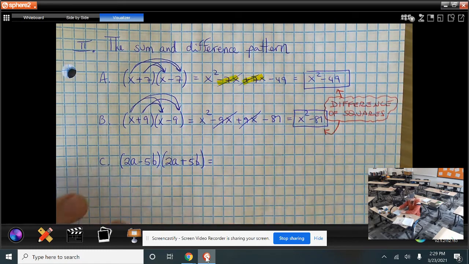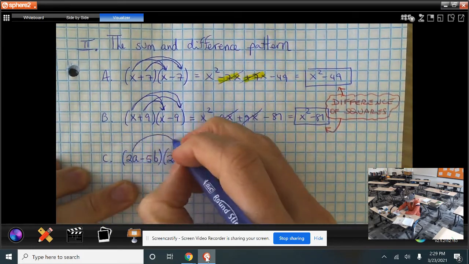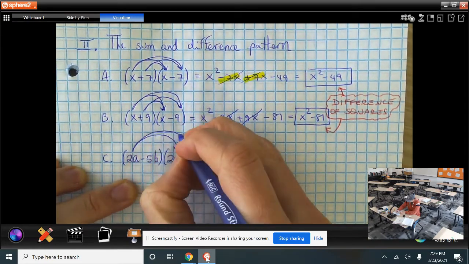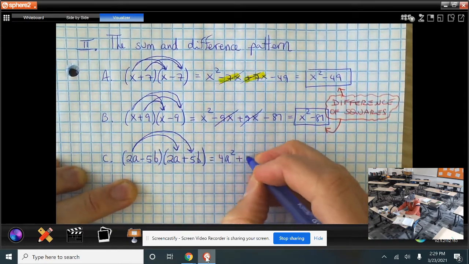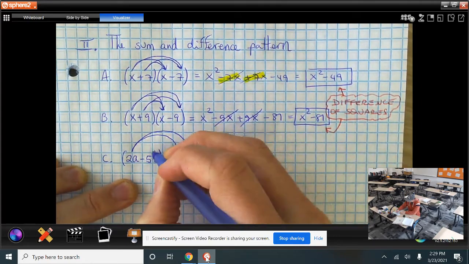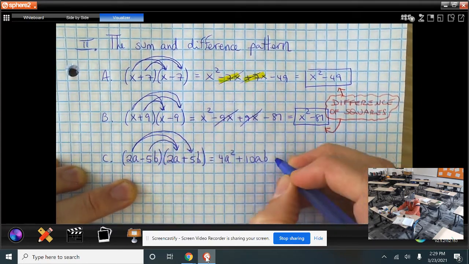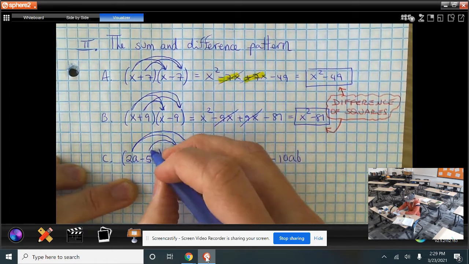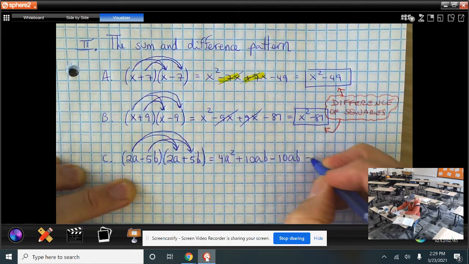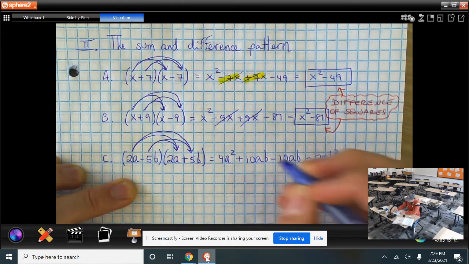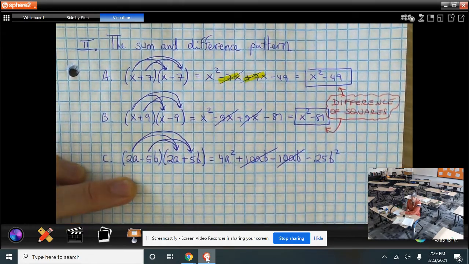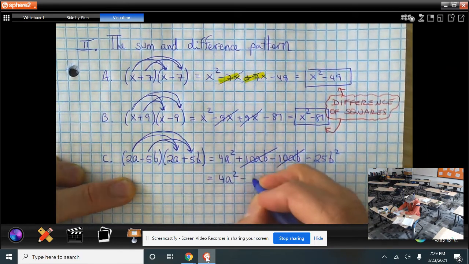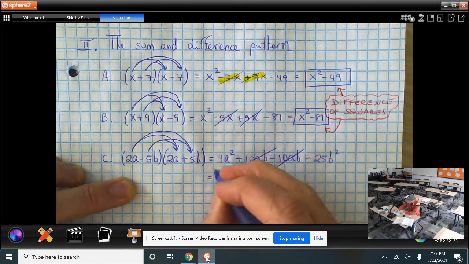It's good stuff. Here's what you should have. 2a times 2a is 4a squared. 2a times 5b is 10ab. Negative 5b times 2a is negative 10ab. Careful on that. And negative 5b times positive 5b is negative 25b squared. These middle terms cross out. And your answer is 4a squared minus 25b squared.